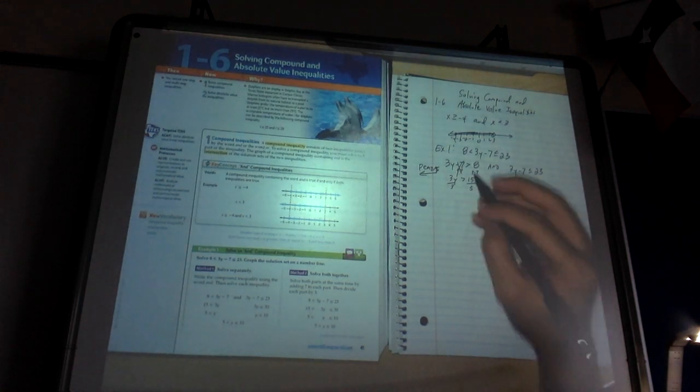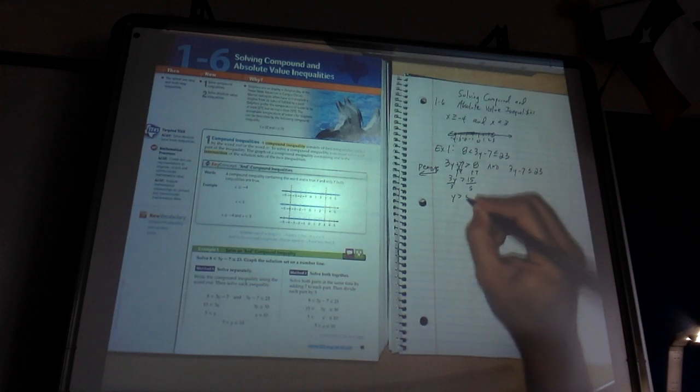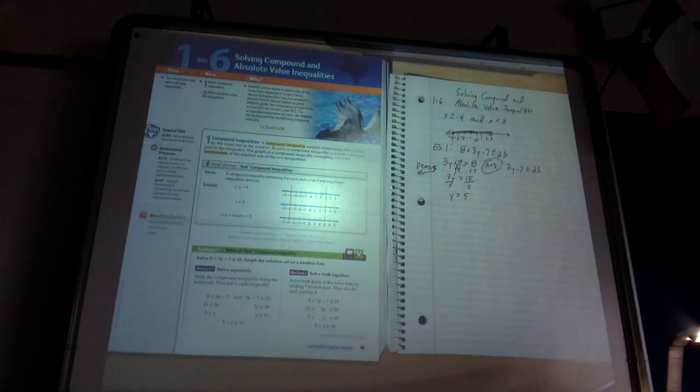So 3 divided by 3 is 1. So I'm left with, on this side, y is greater than 15 divided by 3, which is 5. So there's y is greater than 5. We're going to graph that in a second. But remember, we're dealing with an AND inequality, and we know that because of the way it was written. All right, so here we go.